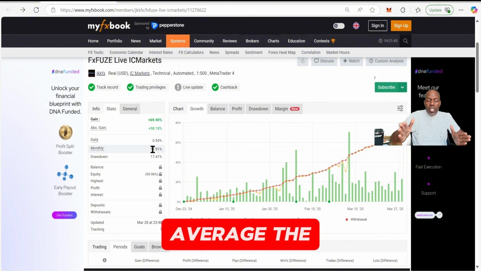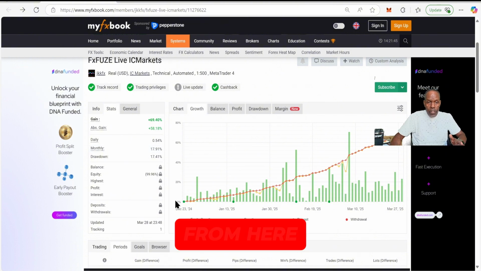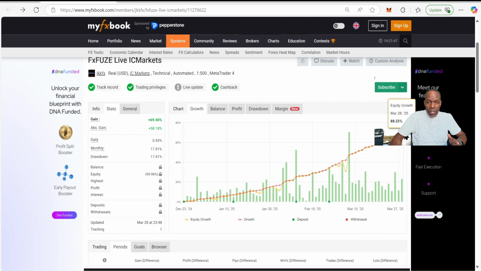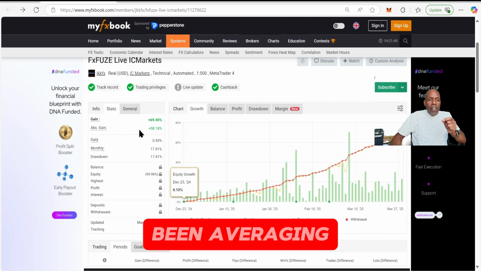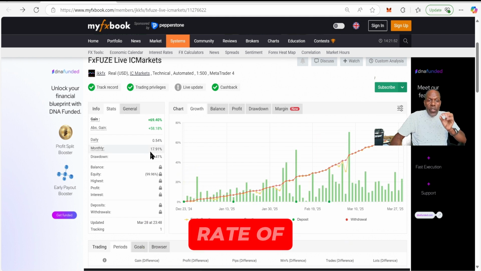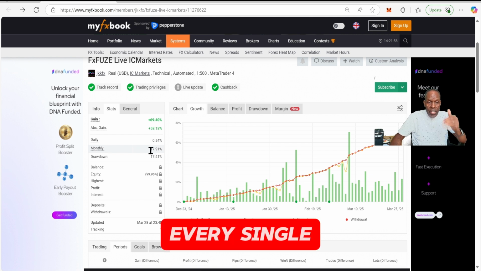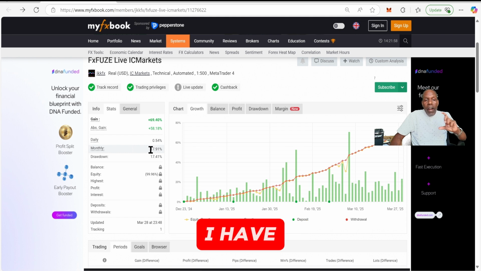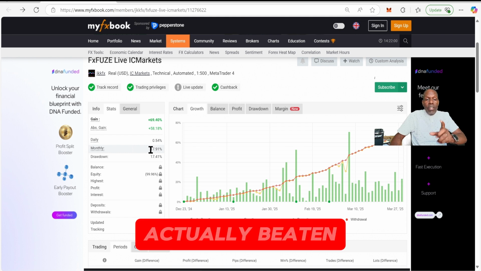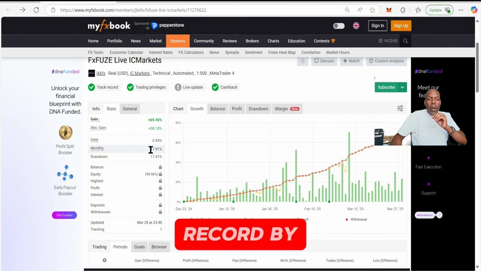If you average the whole of this journey from here up to where it is currently, I have been averaging a return rate of 17.94% every single month. But in the last 2 months, I have actually beaten this particular record by far.